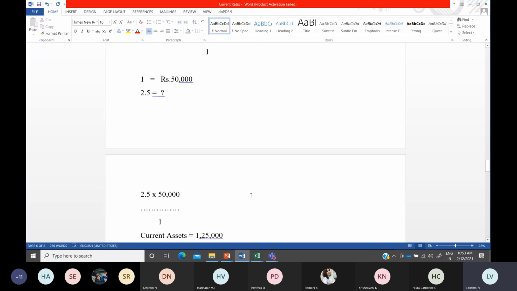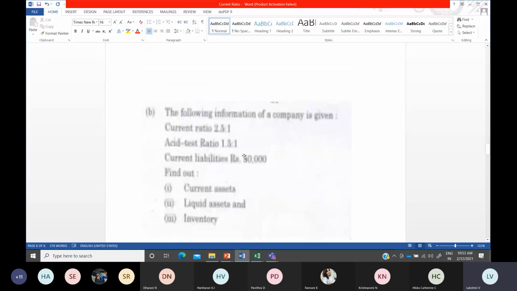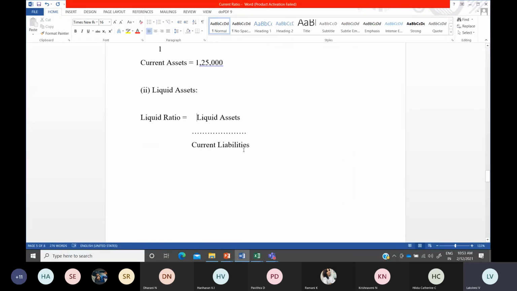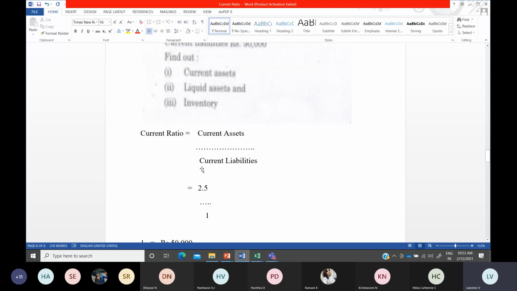Okay. So now, go through the question again. Acid test ratio, you should know the alternate terms. Acid test ratio is otherwise known as liquid ratio or quick ratio. So this is your liquid ratio, 1.5 is to 1. They have given the acid test ratio, that is known as liquid ratio. So 1.5 is to 1.